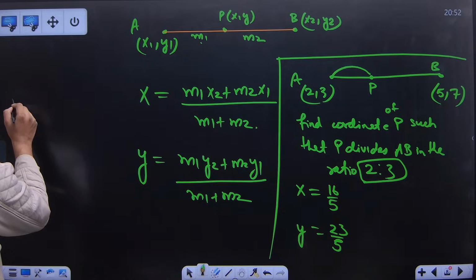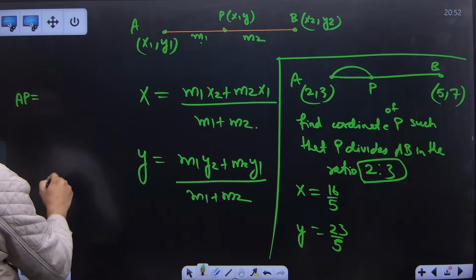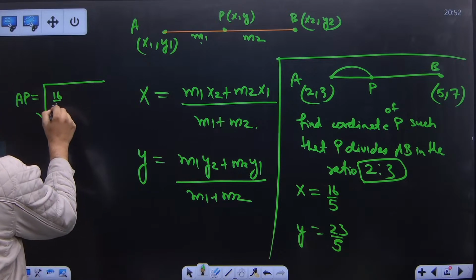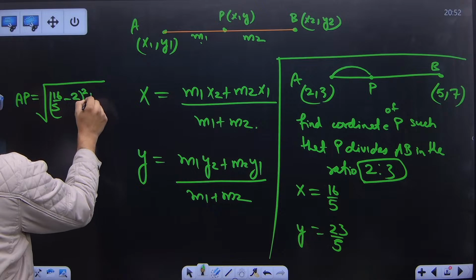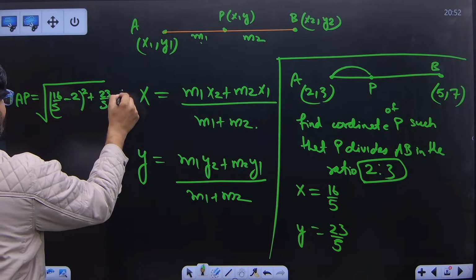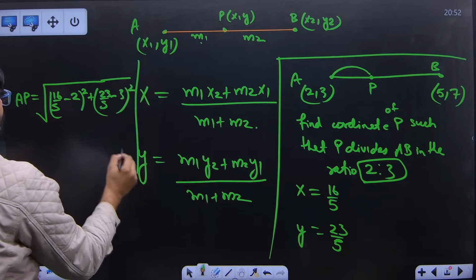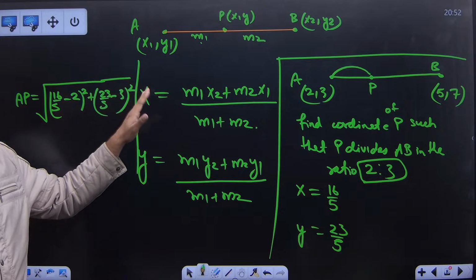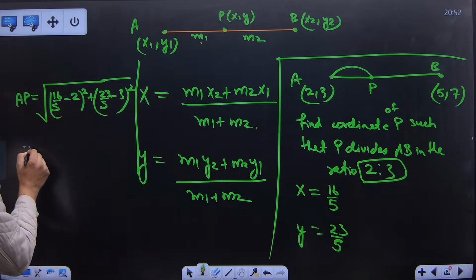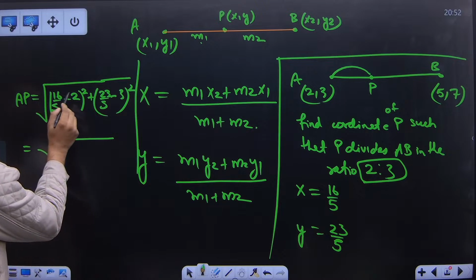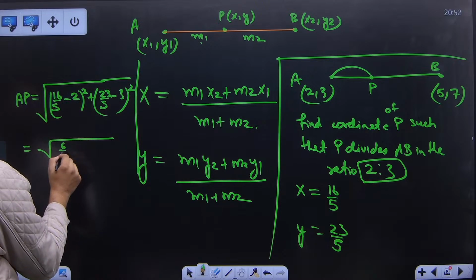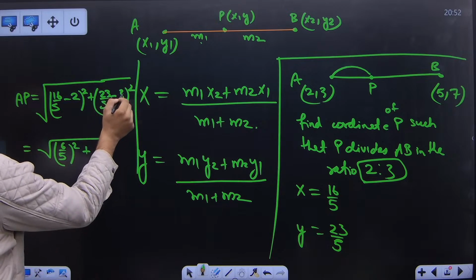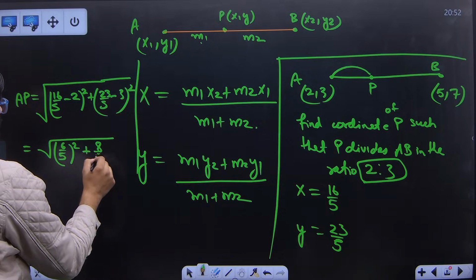Yeah. Now let us find the distance AP first. So AP will be under root of 16 by 5 minus 2 whole square plus 23 by 5 minus 3 whole square. This is the distance formula: x2 minus x1 whole square, y2 minus y1 whole square, right? So under root of 16 minus 10, so this will be 6 by 5 whole square. And 23 minus 15 is 8 by 5 whole square.